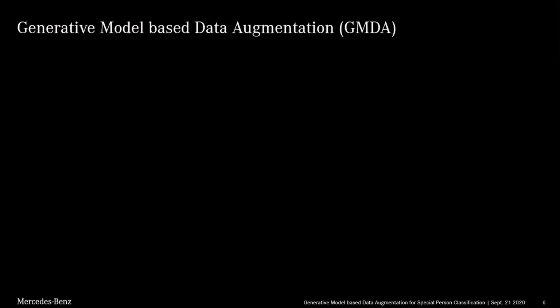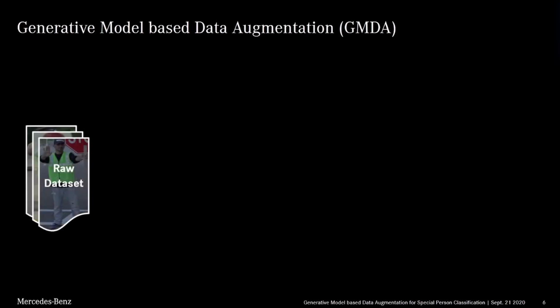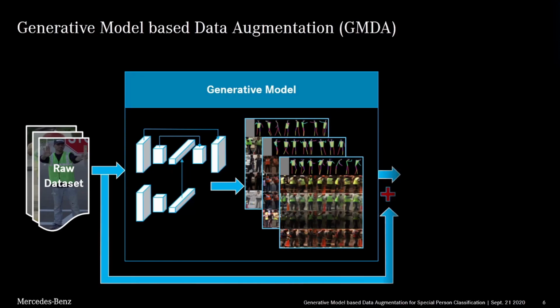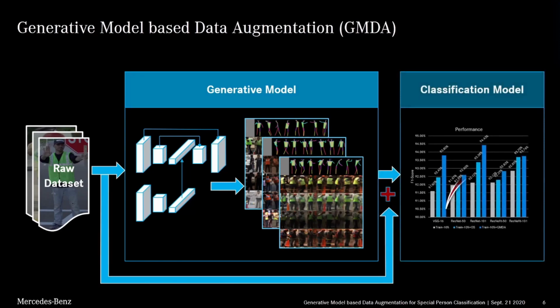The generative model-based data augmentation for special person classification, in short, GMDA. Here's the roadmap of the GMDA approach. Our method leverages a generative model for special person classification. The raw dataset, which is class unbalanced, would be fed into the generative model. The generative model is built to generate the rare special person samples, which are then integrated with the raw dataset and fed into the classification model to boost the training of the classifier and thus acquire higher overall performance.